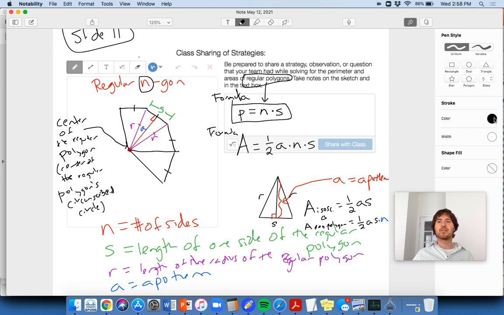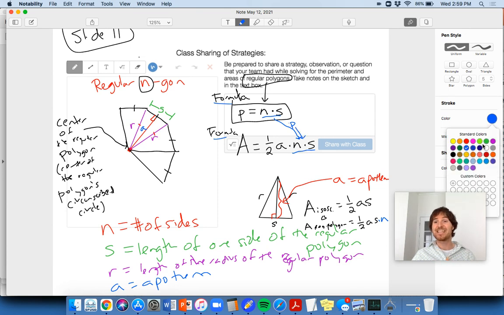What do you notice about these two formulas here? My dog's going nuts. He loves regular polygons. What do we notice? I see n times s there. I see n times s there. So here we can replace this, because P equals n times s. I can take this and put P into here to get a more simple formula.